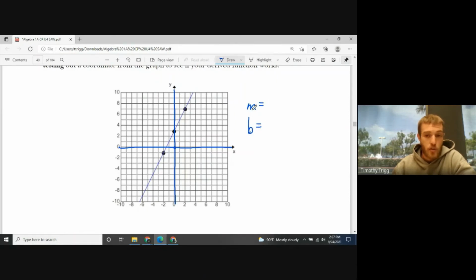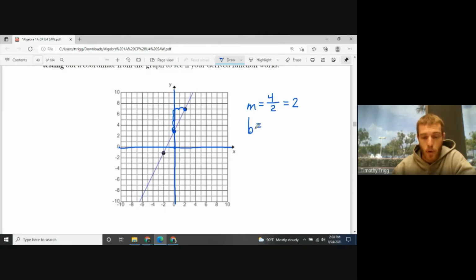and our b. So to find our slope, we're going to use any 2 points, and we're going to do the rise over run. So I'm going to go ahead and use this point and this point. So what's the rise? 1, 2, 3, 4. So the rise is 4, and the run is 1, 2. 4 over 2, 4 divided by 2 is 2. So our slope is 2.